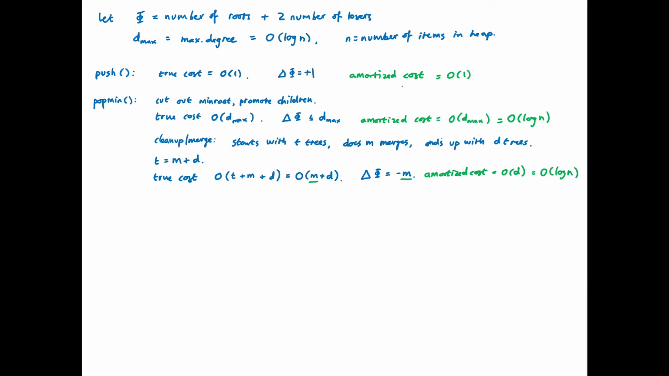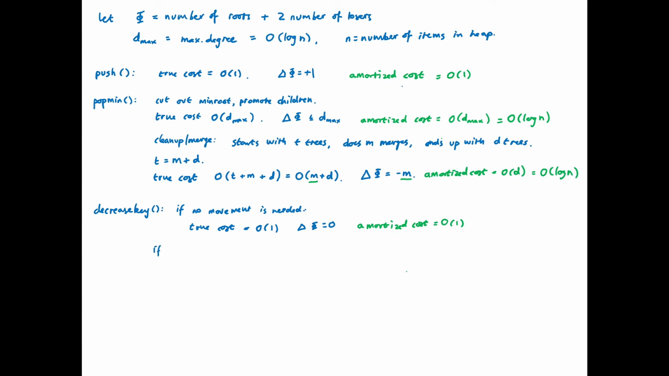Let's look at the final operation, decrease key. There are 2 possible ways that decrease key might play out. Possibility number 1, no movement is needed. We can decrease the key without violating the heap condition. This case is very easy. Let's write it out. If no movement is needed, all we need to do is decrease the key. So the true cost is O of 1, and the change in potential is equal to 0. We haven't changed anything about the number of roots or the number of losers, and putting these two together, the amortized cost is O of 1.